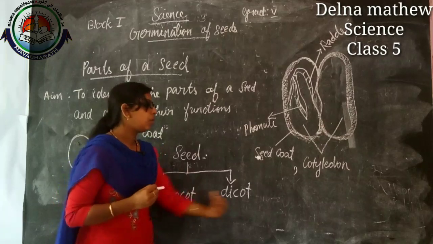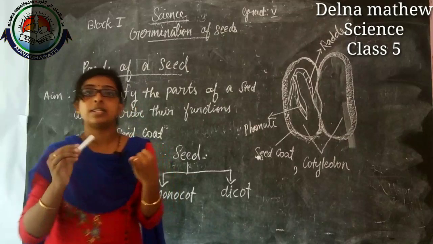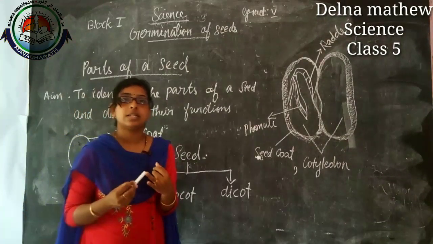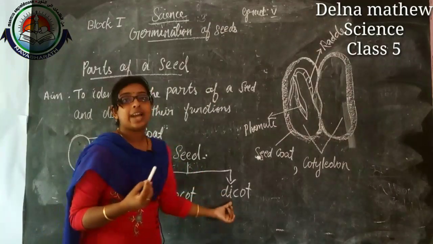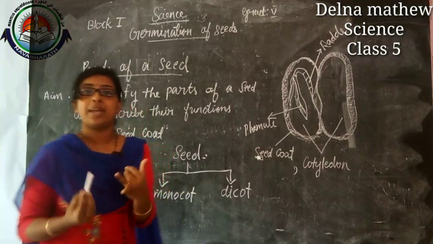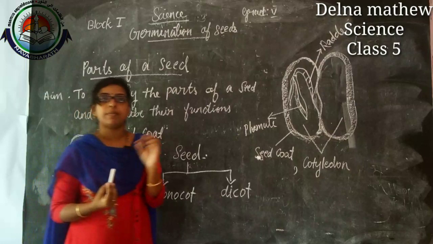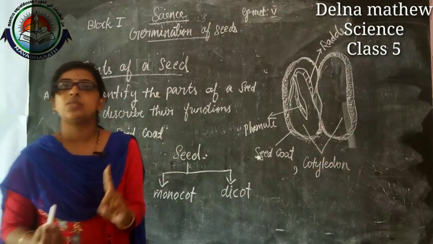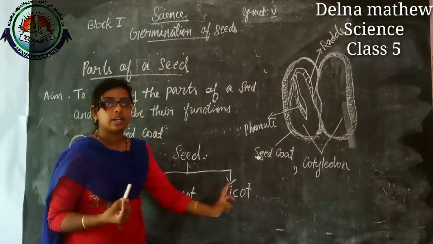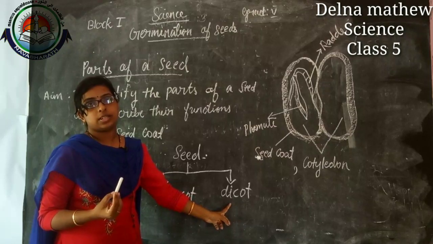Can you say an example of this? For dicot seeds, we can consider groundnut and beans as examples. And monocot seeds are like rice, maize, wheat. These are all examples of monocot seeds. You just keep those examples in mind also. So seeds we can divide according to the number of cotyledons, into two types, monocot seeds and dicot seeds.